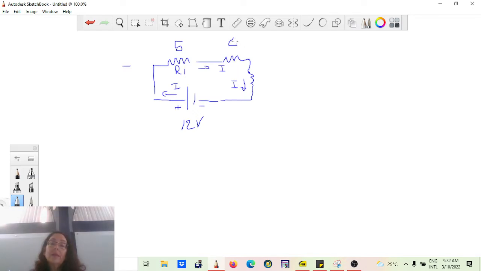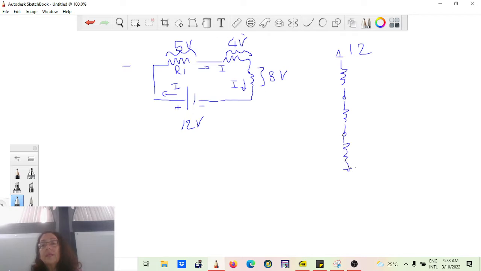So for example, let's say you have something like this. This is a load here and you have 5 volts here and you have 4 volts here. So you have 3 volts here, right? And the way I like to do it is this way. So you have a load here and then you have another load and then you have another load here and then it goes to ground.